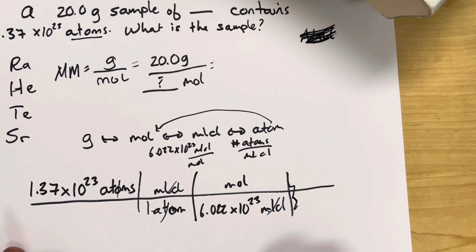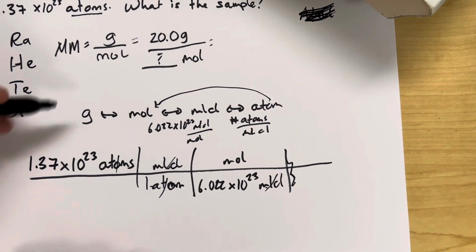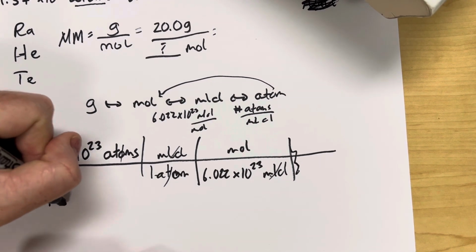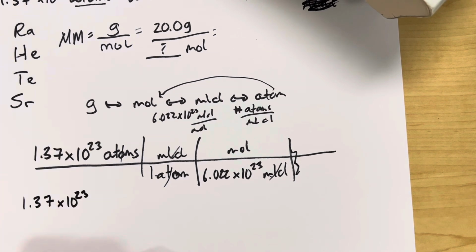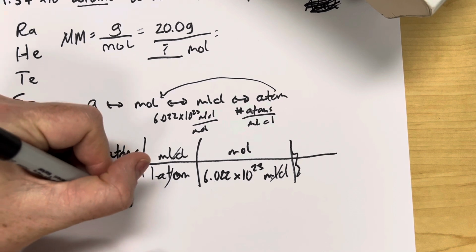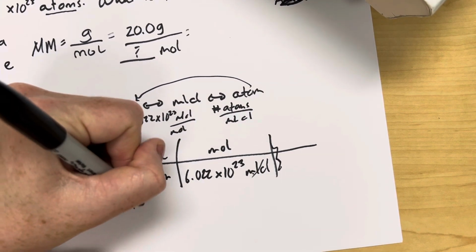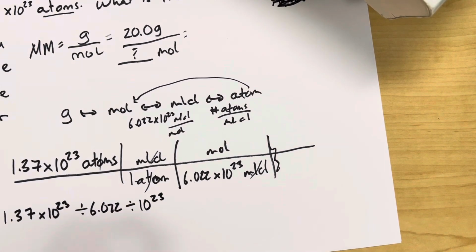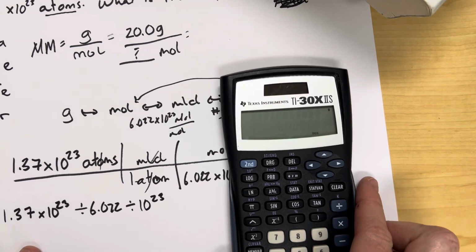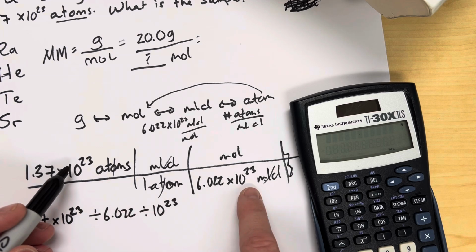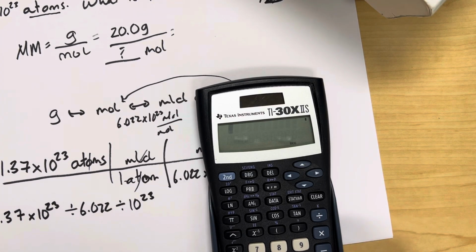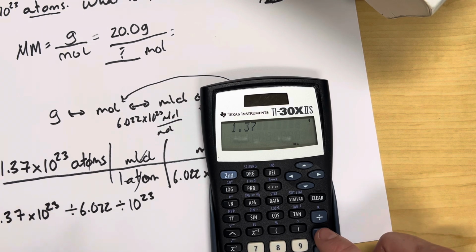We're left with mole. To solve this, just to remind you how the math goes, everything on the top is multiplied, everything on the bottom is divided. So we have a 6.022 on the bottom, and we have a 10 to the 23rd on the bottom. So both of those get a division sign. Now, when you have a times 10 to the 23rd and a divided by 10 to the 23rd, those should actually cancel. But let's do it anyways, just for the practice, in case you want to see it.